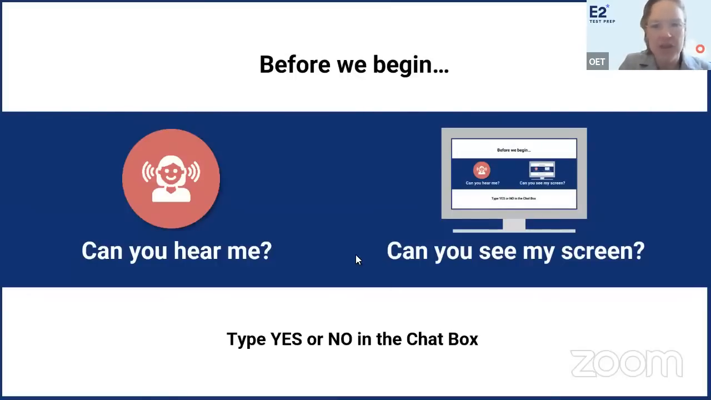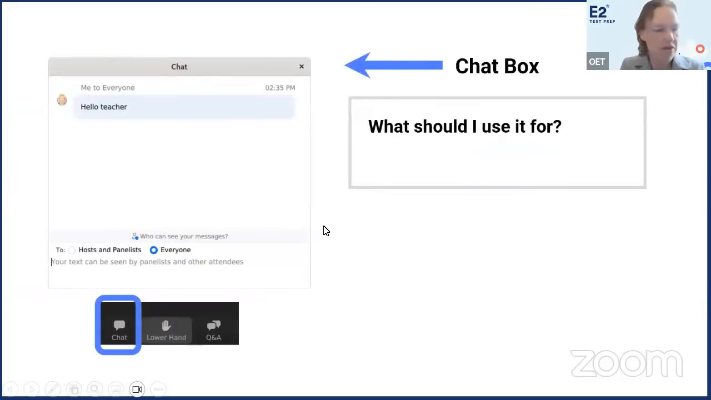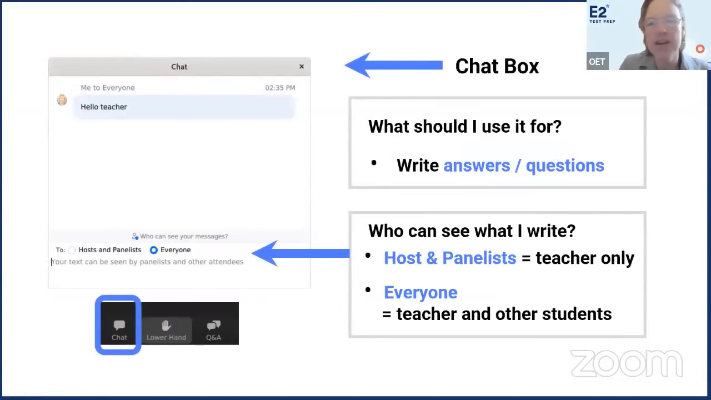Okay, so just to say, the chat box, please set it to everyone, and then the teacher and other students can see it and use it for writing answers and questions to really talk to each other today. I won't be able to take so many direct questions.